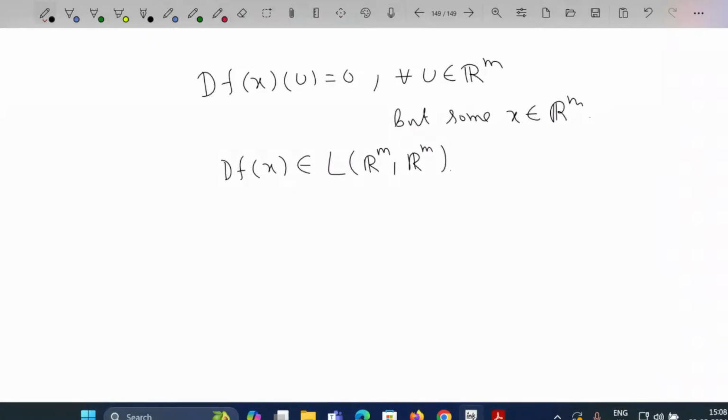Let's consider a real function. What will happen? Can we have a point where the derivative is 0? Obviously we can. Like consider f(x) equal to x squared, this function.